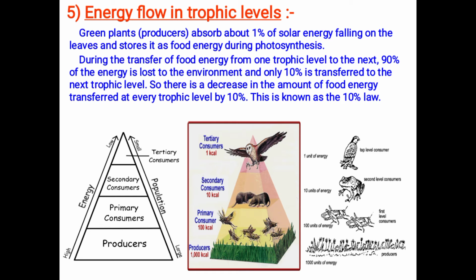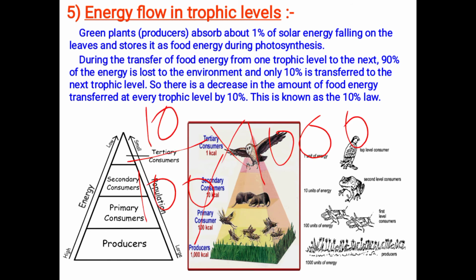For example, 1000 kilocalories there, right? Okay, 1000 kilocalories there. 10% of 1000, what is 10% of 1000? 10% means 10 divided by 100 into 1000. Okay, 10 into 10, so that is 100 kilocalories.